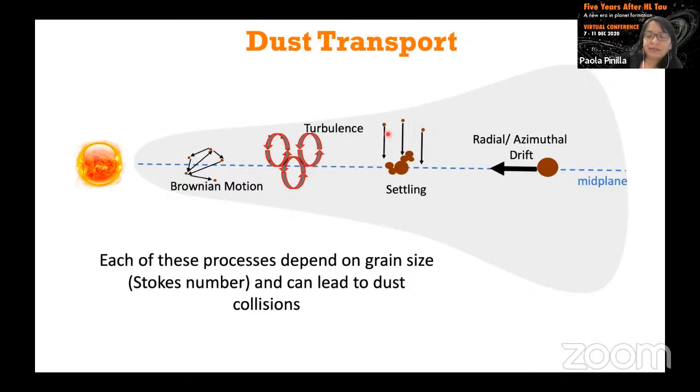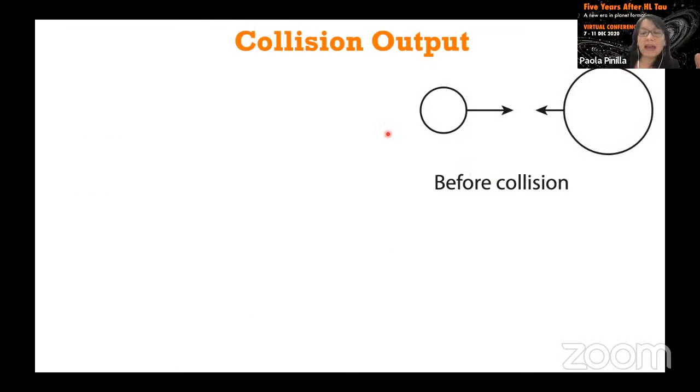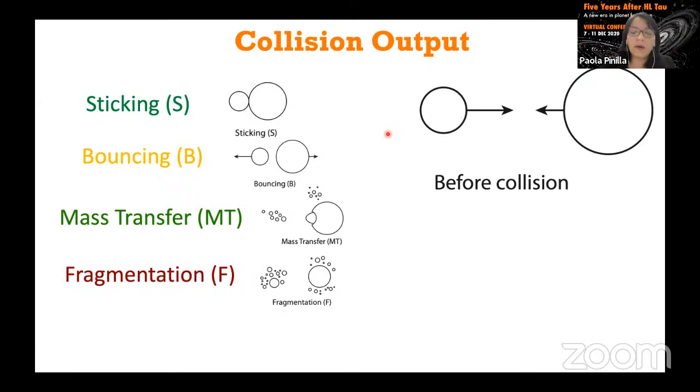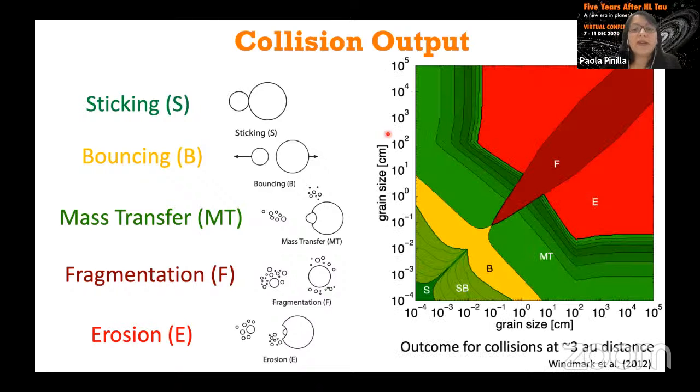So what are the possible outputs after collision? You can have that the two particles meet and stick, or they bounce, or they transfer mass from one to the other, and this usually happens from the small particle to the large one. And you can have fragmentation or erosion. And what we do is that at a given distance from the star, we calculate the velocities due to all these transport mechanisms that I explained before. And we set a threshold for the fragmentation velocities based mainly on laboratory experiments. And this is the kind of output you can get. So you can see in this plot, on the two axes, grain size. And this is calculated at 3 astronomical units from the star. You can see that very small particles, micron-sized grains, when they collide, they stick.